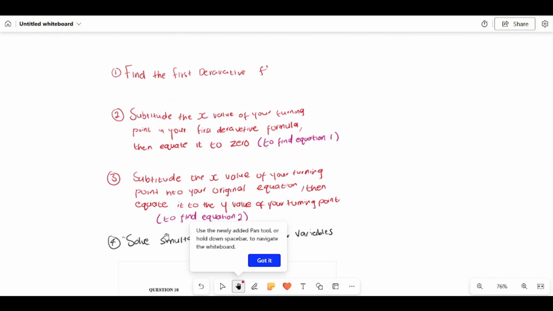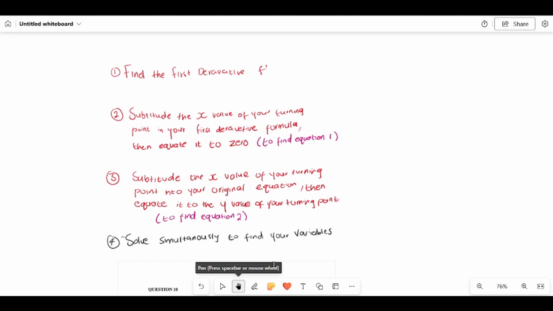Now, starting off with the first step, it says that we need to first find the first derivative. With regards to step two, it says we need to substitute the x value of your turning point. So after you find the first derivative, you need to identify the turning point that you're going to use. You substitute the x value of your turning point into your first derivative formula, then equate it to 0. From here, you're going to find equation 1.